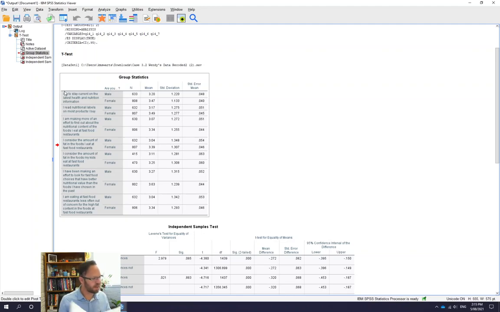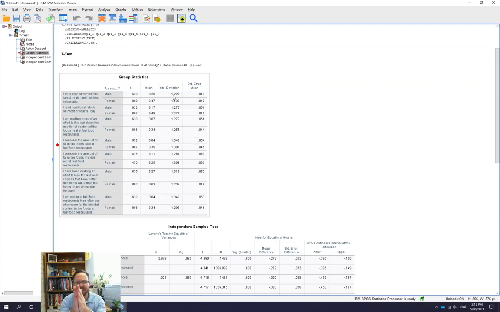So this question here, Q14.1, is: try to stay current on the latest health and nutrition information. They're giving a response on a 5-point Likert scale. So for Q14.1, 633 males answered that, and they gave an average score out of 5 of 3.2, with a standard deviation of 1.22, which means how spread out the data is.